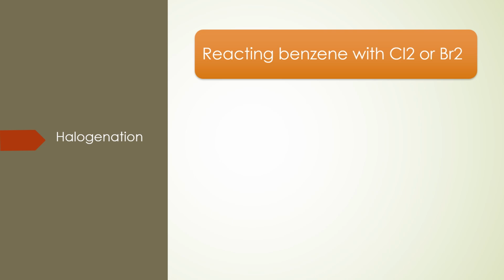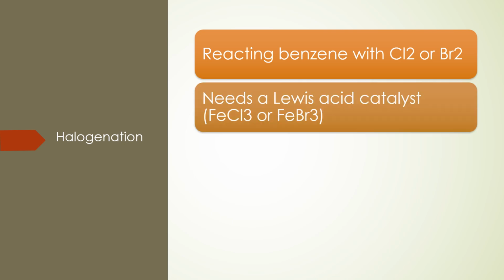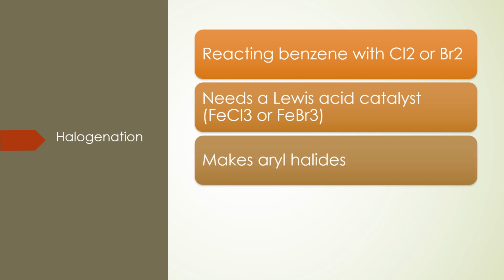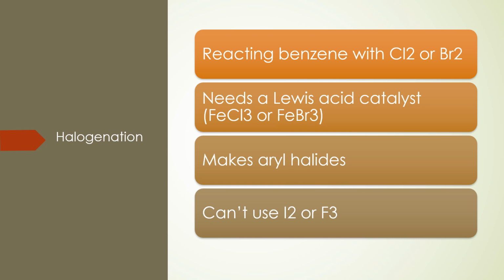Our next reaction type is halogenation. We're going to react a benzene with a chlorine or a bromine, along with a Lewis acid catalyst. Our products are going to be aryl halides. Because iodine is too slow and fluorine is too fast, we can't use either of those.